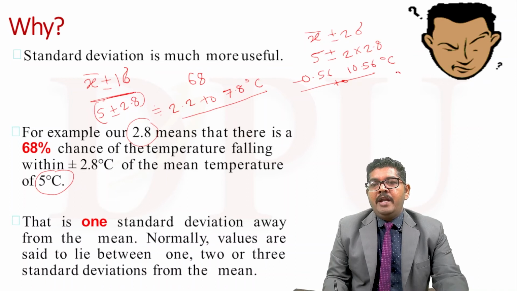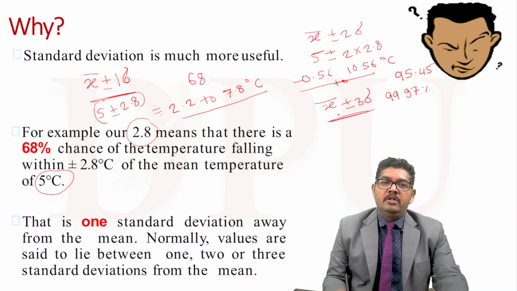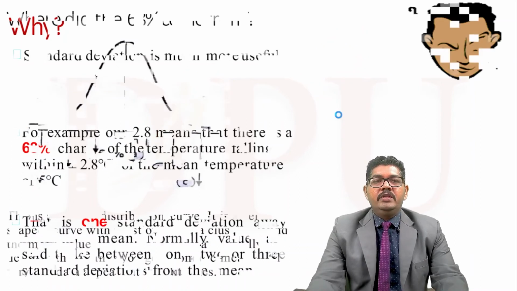there will be 95% of the observations, 95.45% of the observations. There is a chance that 95.45% of the observations will lie in this range of x bar plus minus 2 sigma. And if we consider the range x bar plus minus 3 sigma, 99.97% of the observations will be in this particular range. So this is the significance of standard deviation.